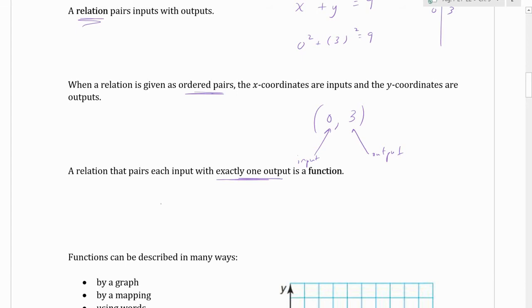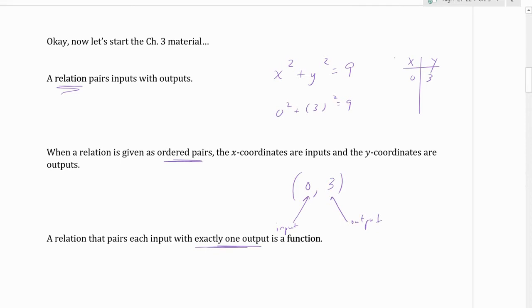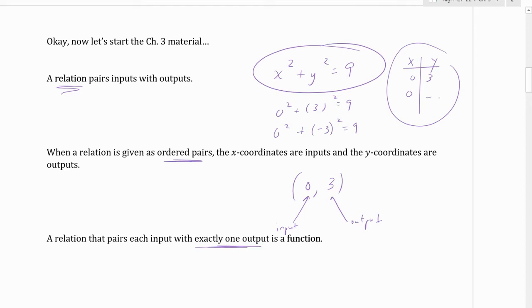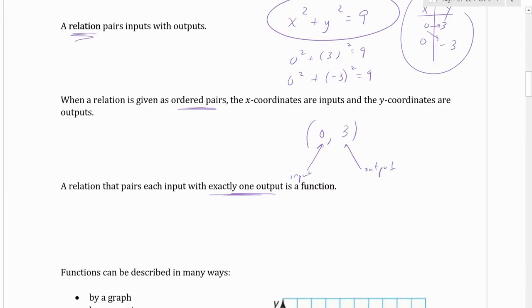So that would be something like up here, the one I gave you, that's not a function because I could have also plugged a 0 in for x. And it's true if I plug a negative 3 in for y. So this one input went to 2 different outputs. But if it goes to only one output, it's a function.